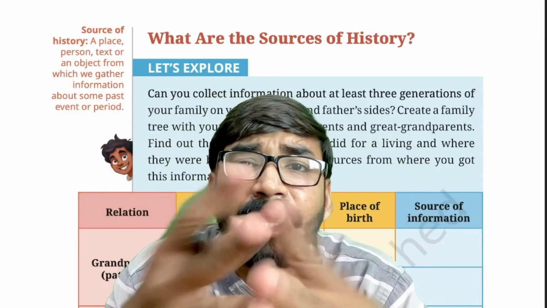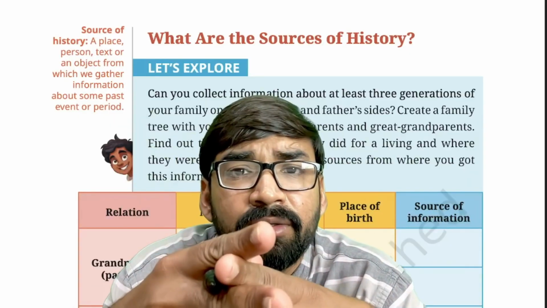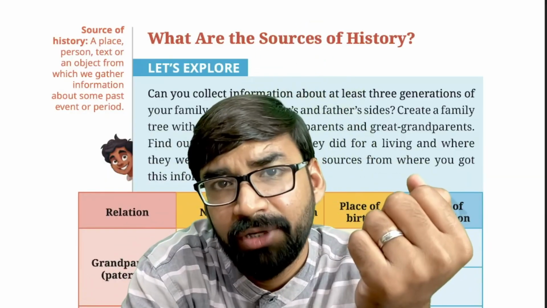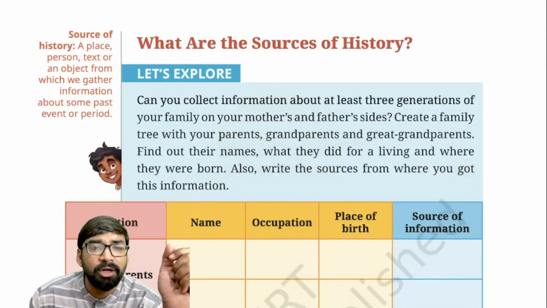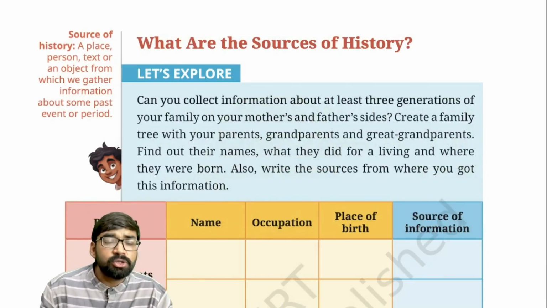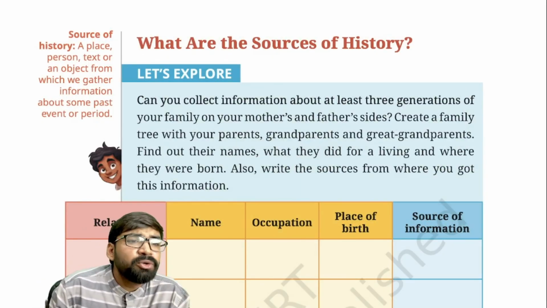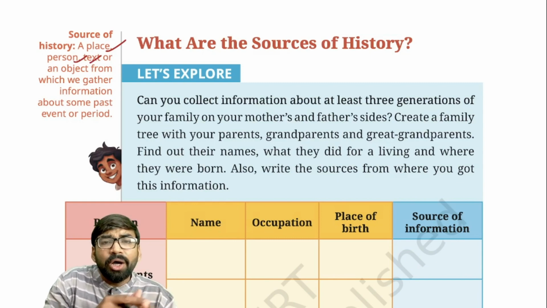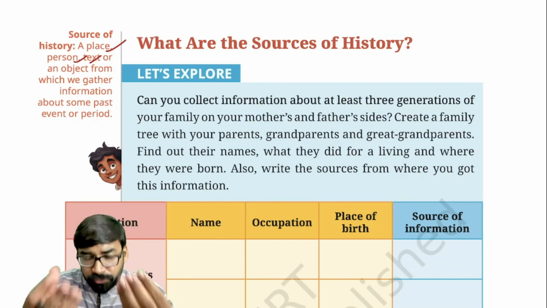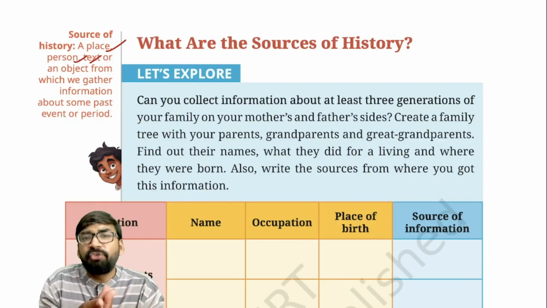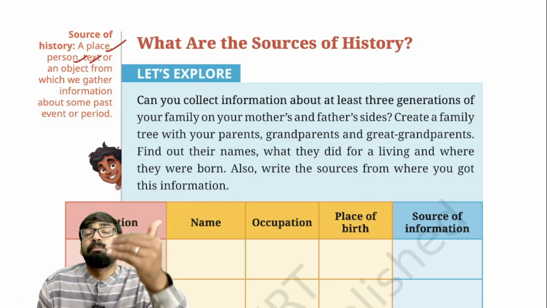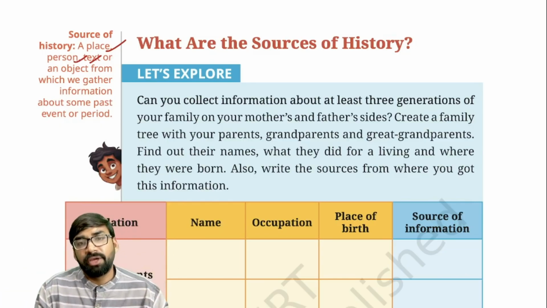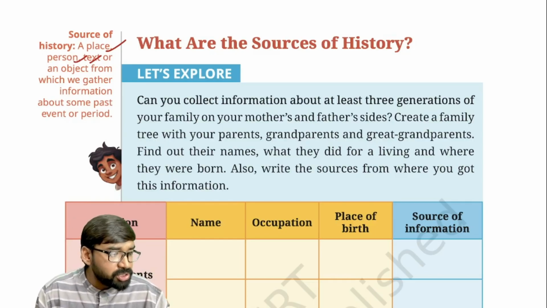When we talk about any empire, any text, any scripture, without source, it is not possible to tell you the whole story or whole event. That is why the sources are important. Now let's try to understand what is sources of history. What do you understand by this term? Sources is like a place, person, text, or an object. From sources we gather information about our past or important event or any era or period. That is why sources are very important.